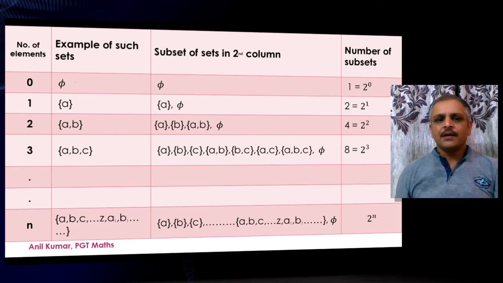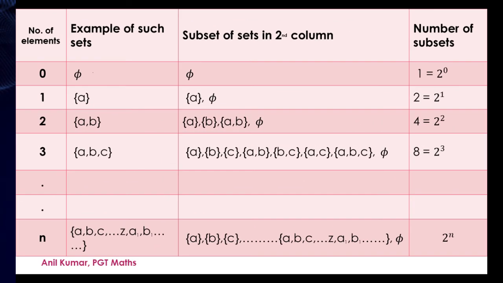So here I made a table representing various examples. See, if I have the empty set, how many elements will it have? 0. The number of elements, that is the cardinal number, will be 0. And how many subsets will it have? It will have only itself. So the number of subsets will be 1, and we can represent 1 as 2 raised to power 0.